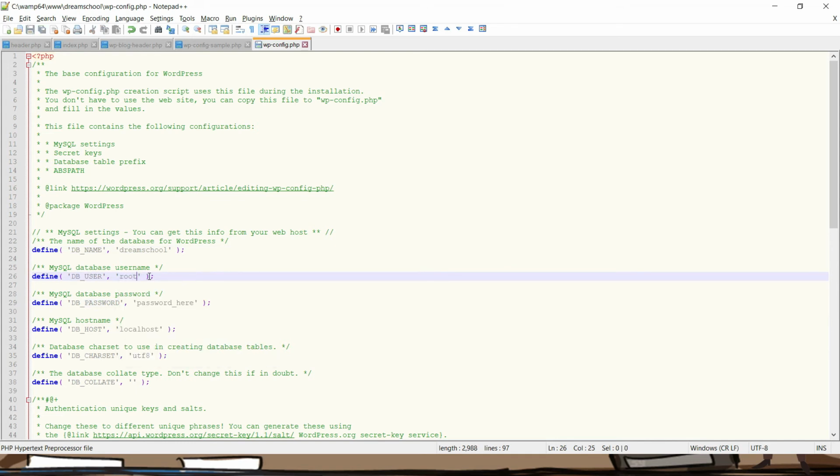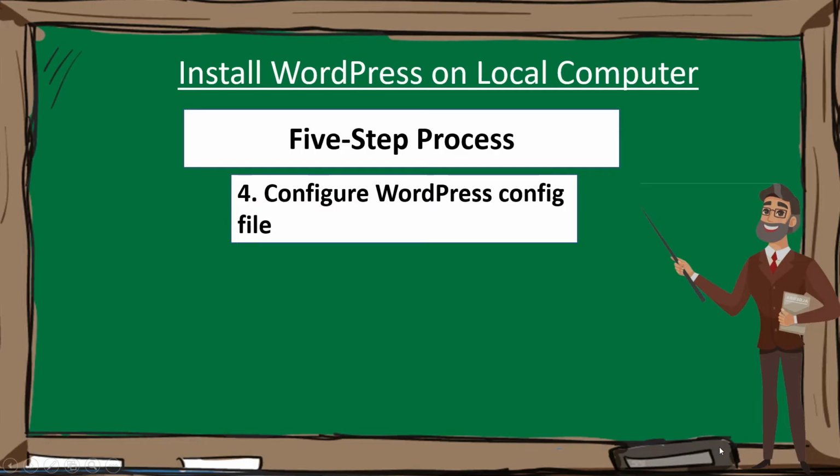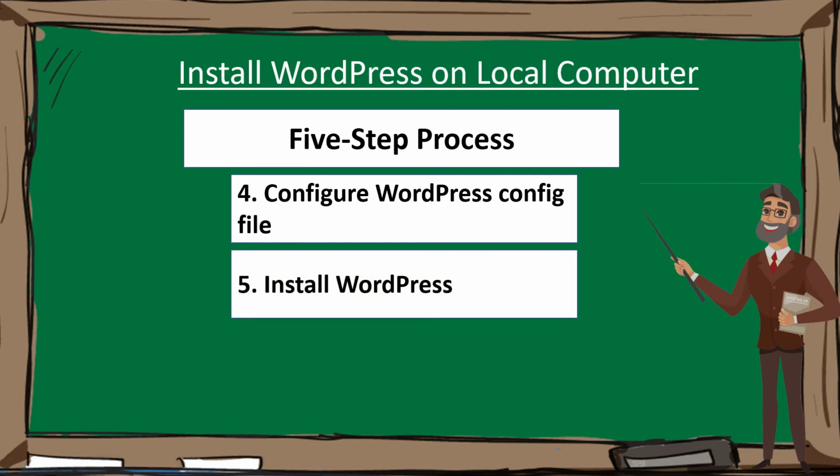And thirdly, configure your database password. This DB_PASSWORD stores the password of your database. Type in your password. Mine is empty. By default, for local WAMP installations, you generally have the root password as empty. Press Ctrl S to save the file. Fifth step is to actually install your WordPress.